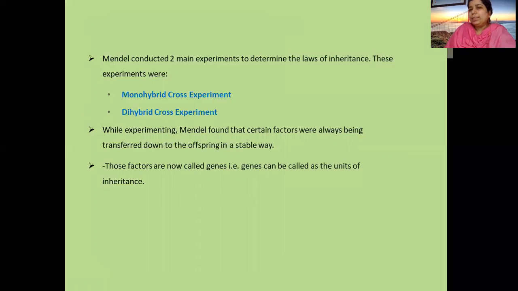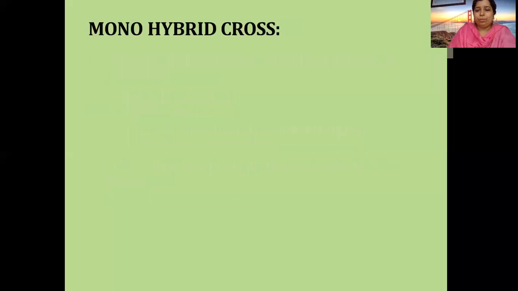He performed his experiment in two ways. The first one was called a monohybrid cross, and the second one was called a dihybrid cross, right? While experimenting, he saw that certain factors definitely passed from the parents to the offspring in a confirmed and stable way. Yes, it was getting transferred. Now, these factors he found in the offspring are what we call genes, and he termed genes the unit of inheritance. Now, let's come to what is a monohybrid cross.